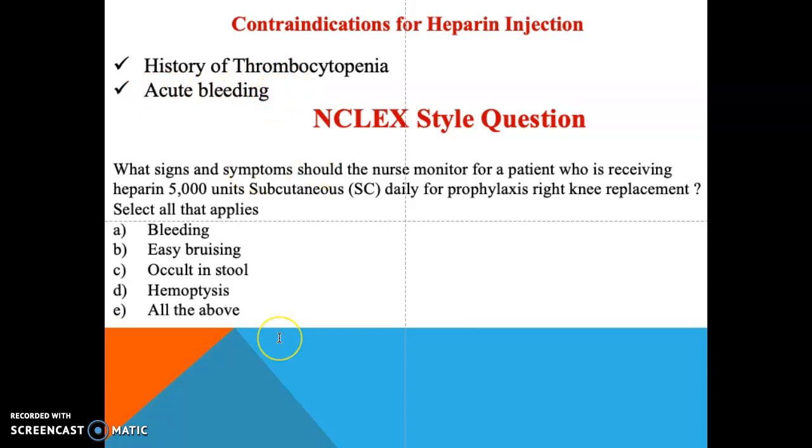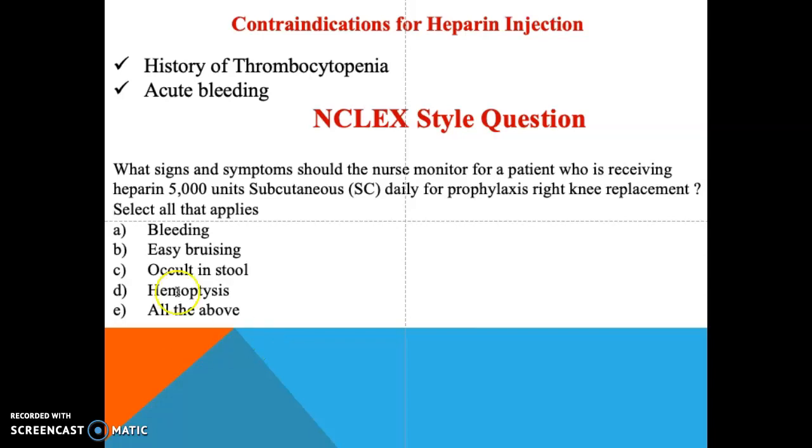So we have a simple NCLEX style question here, and I'm going to read it for you. What signs and symptoms should the nurse monitor for patients who is receiving heparin 5,000 units subcutaneously daily prophylactic for right knee replacement? Select all that applies.